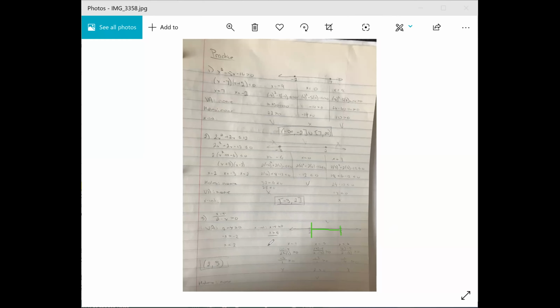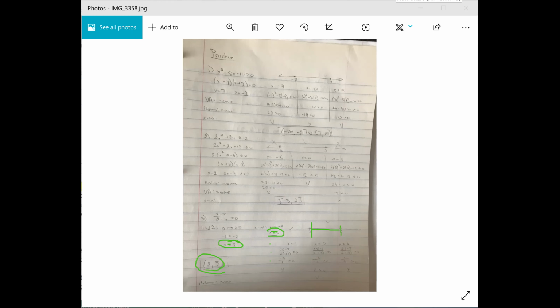Now I can annotate. So you just plug everything in. First you identify what your vertical asymptotes are, then you identify what your x-intercepts are, and then just plug them all in. Any questions? Okay. I am not getting any questions. So that's how you can do number 3.